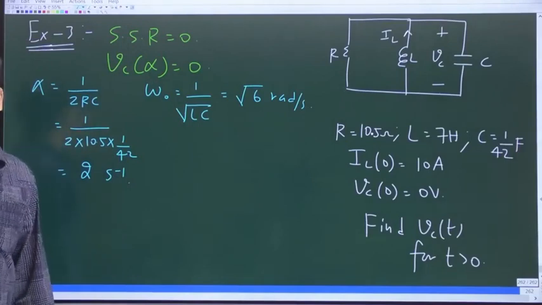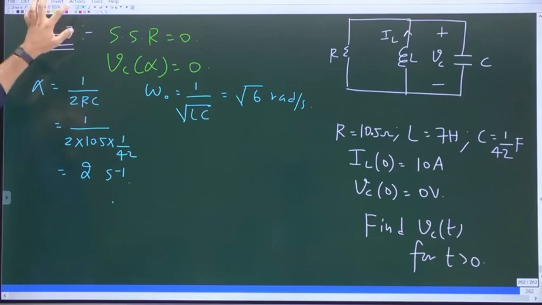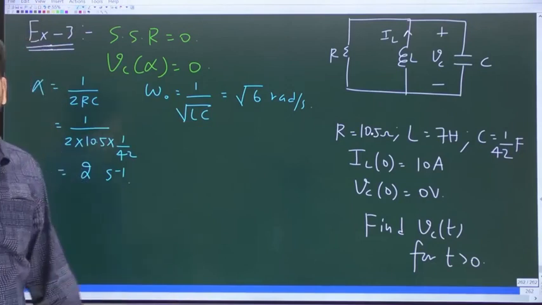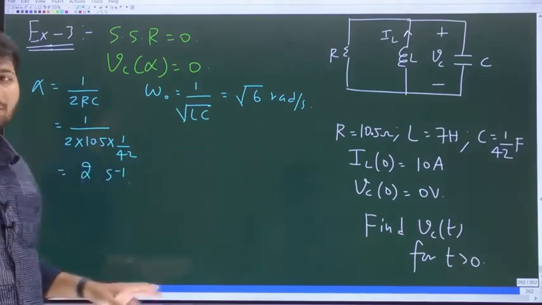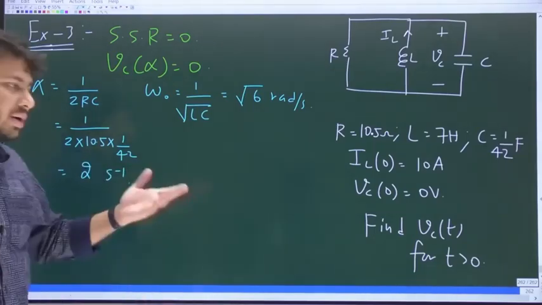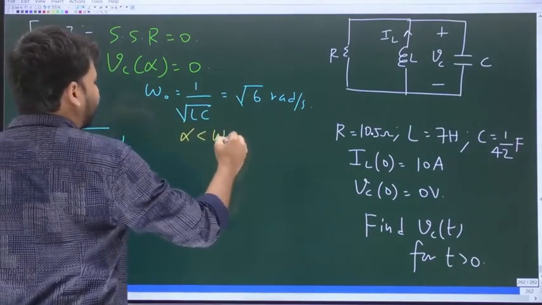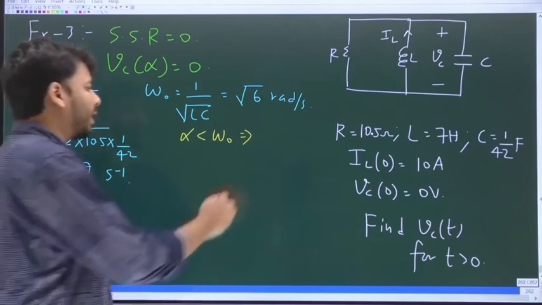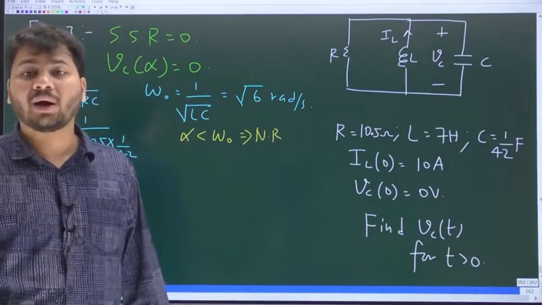So now look at the values of alpha and omega naught. Alpha is 2, whereas omega naught is root 6. What is root 6? Is it not 2 point something, which is more than 2? So omega naught is 2 point something, alpha is 2. So clearly this time alpha is less than omega naught. Whenever alpha is less than omega naught, the natural response is not going to be overdamped, it is going to be oscillatory or underdamped.